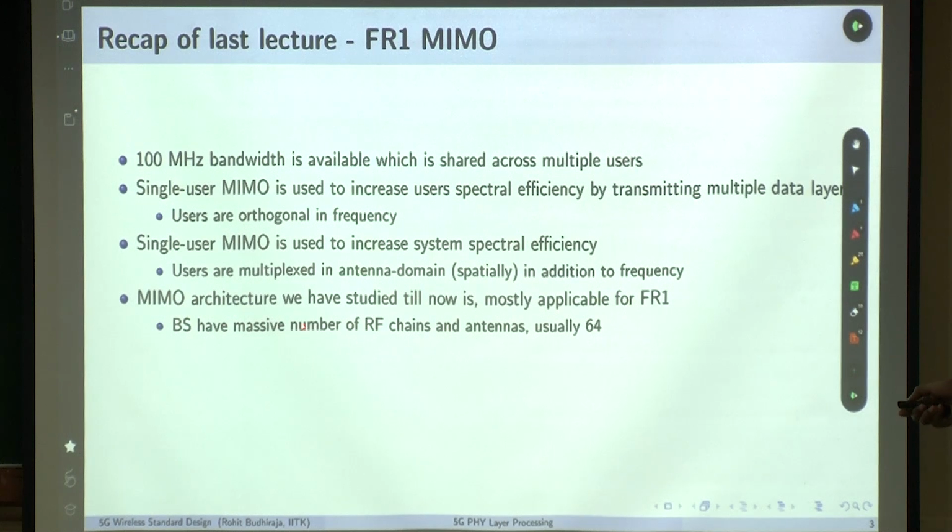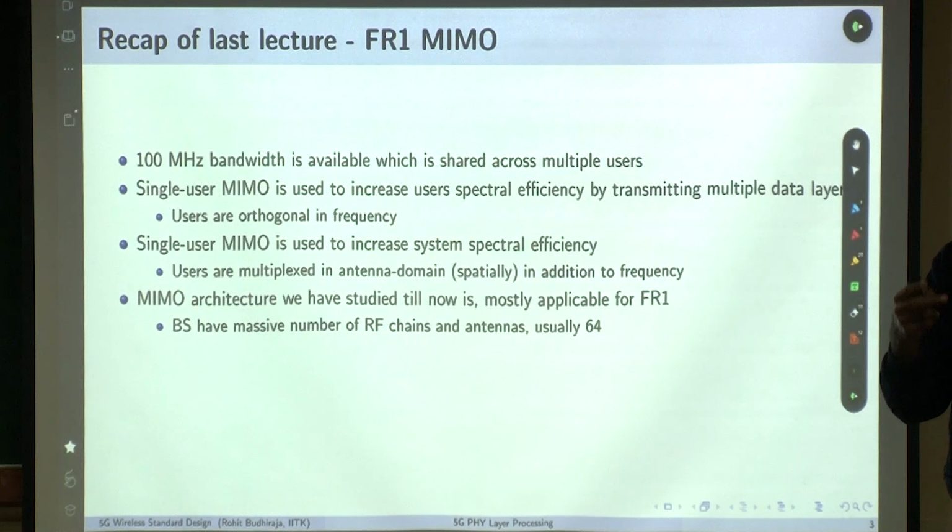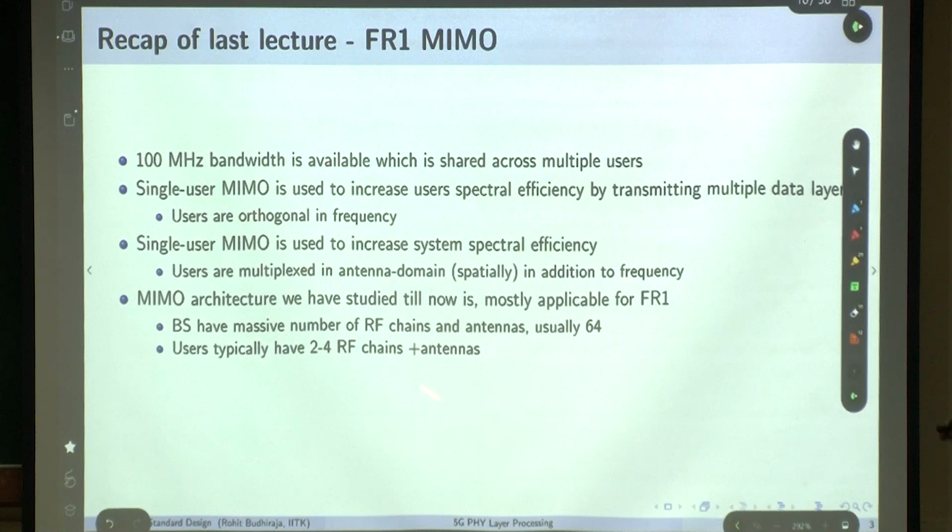Base stations usually have a large number of RF chains. In fact, in the examples which we considered, the number of RF chains is equal to the number of antennas: 64 antennas, 64 RF chains. At the transmitter, each RF chain consists of 2 DACs, 1 up converter, and 1 power amplifier. At the receiver side, each RF chain consists of 1 low noise amplifier, 1 down converter, and 2 ADCs. So each antenna is connected to its own RF chain. Users typically have 2 to 4 RF chains and antennas, if it is a fully digital architecture.